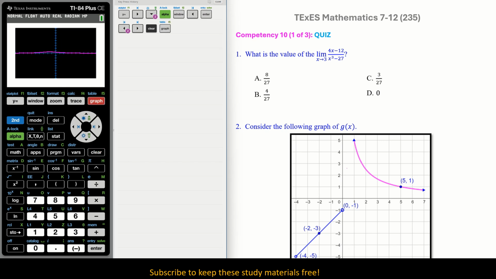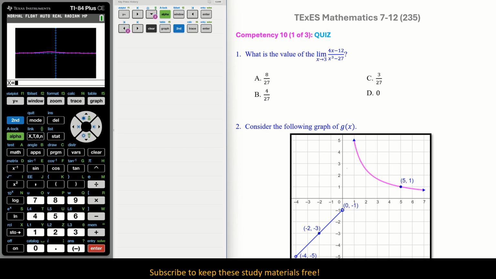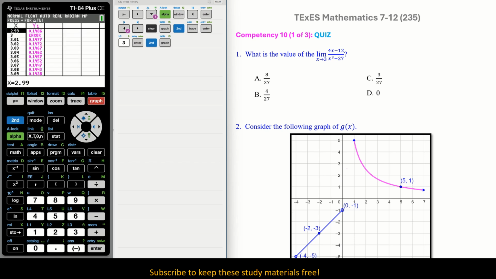Ugh, not much help at all. Now, we could try to figure out what the value is by saying second calc number 1, enter, and then we need 3. So put in 3, and it's blank because there's like a hole in this graph that we can't see. And that's why the graph is not super helpful, but the table will be. Okay, so we need to push second graph to get the table. Okay, and there we are at number 3.